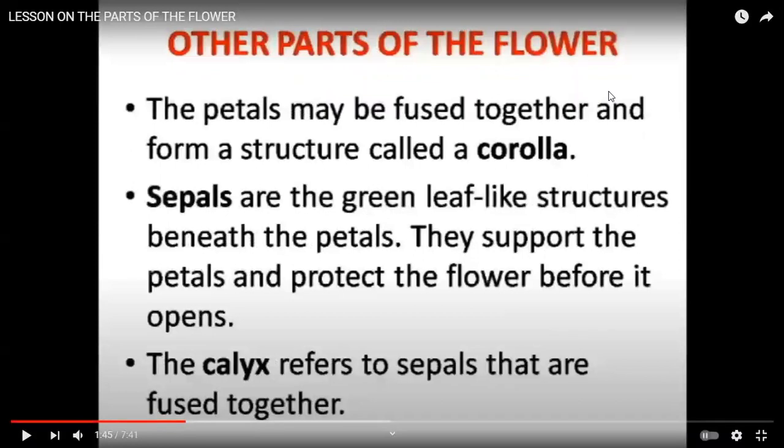The petals may be fused together and form what we call the corolla, right? Fused petals form the corolla. The sepals are the green leaf-like structures beneath the petals. They support the petals and protect the flower before it opens. The calyx refers to sepals that are fused together.